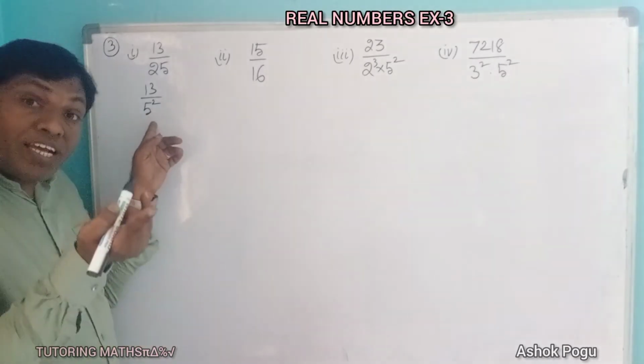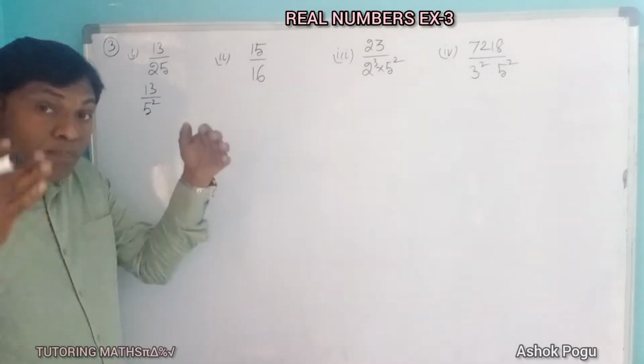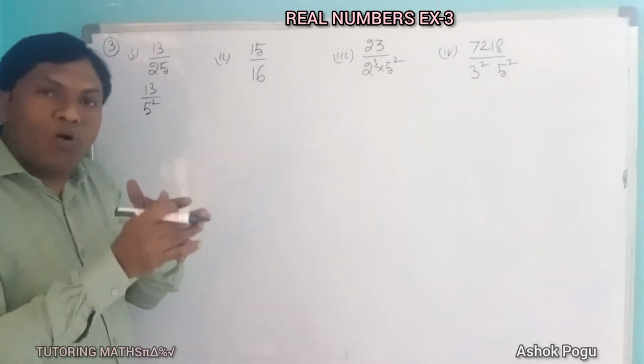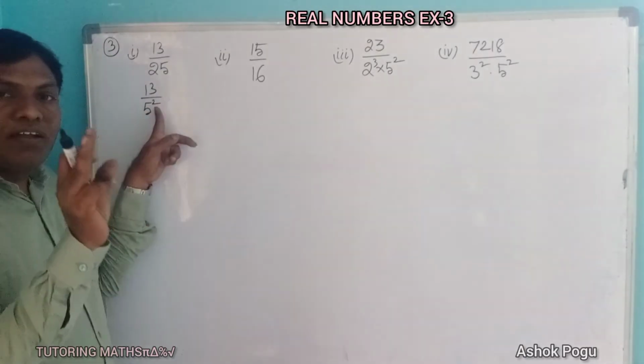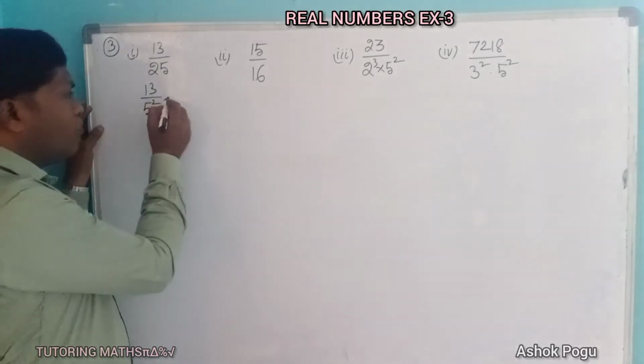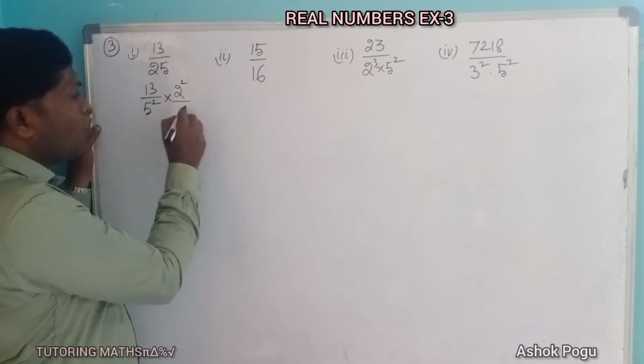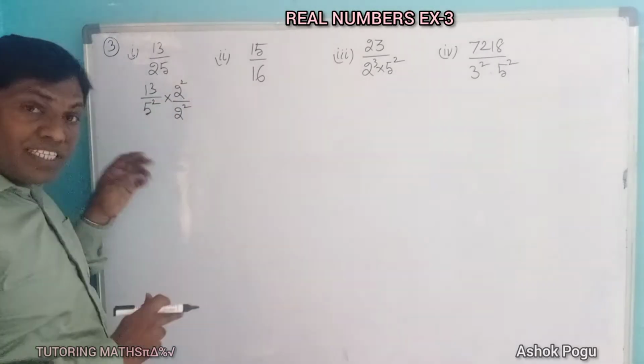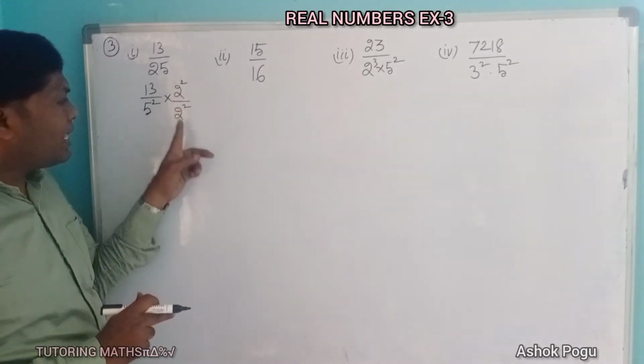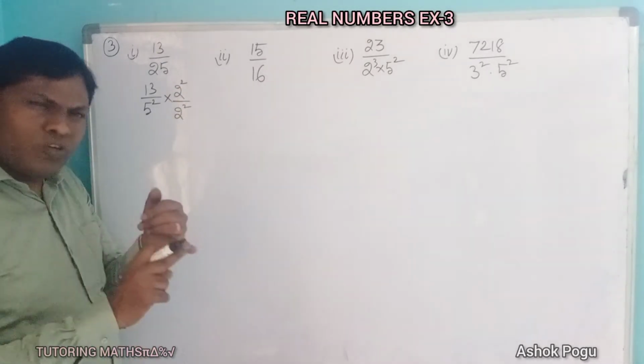But here, how many 5s are there? That you keep in mind, because the exponents must be equal. Here 5 square, exponent is 2. So therefore, you multiply and divide by 2 square, because here 5 square is there. So multiply and divide by 2 square. So why should we divide? Why should we multiply?